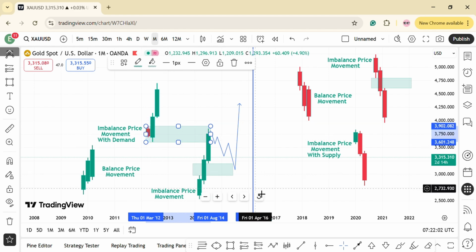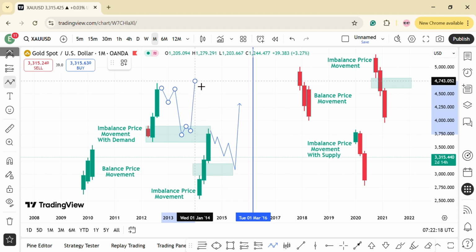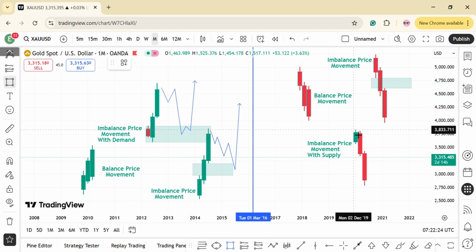So all you have to do is wait for price to push down, do this, not get to the imbalance, allow price to come back to the demand zone and then do something like this and then boom. That's what you should wait for. The same goes with this one. Wait for price to come back to the supply zone. Mark it out this way.